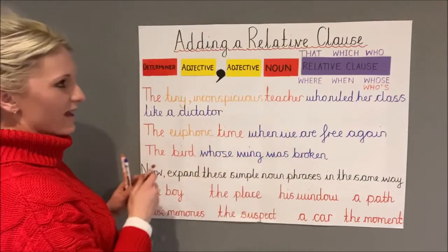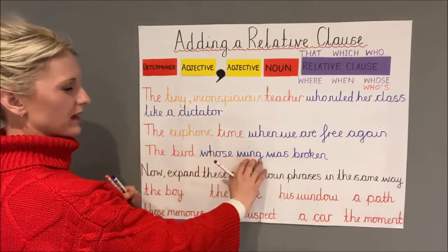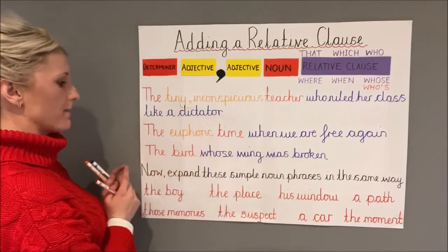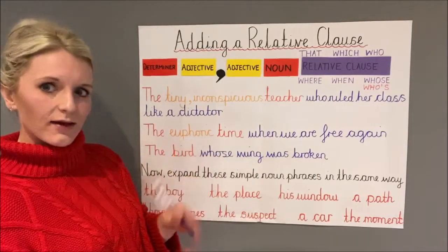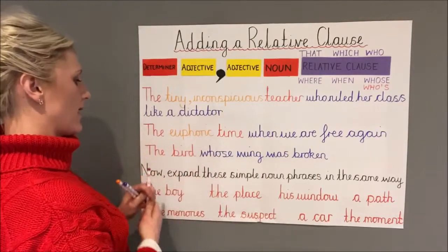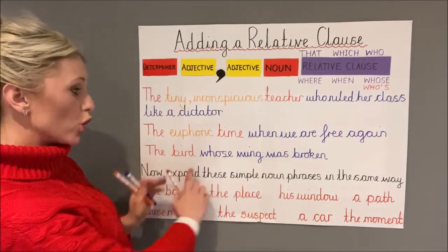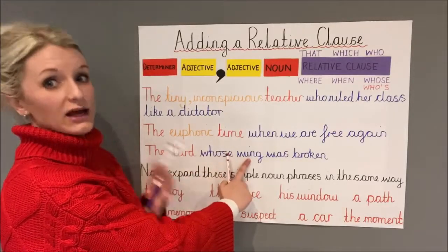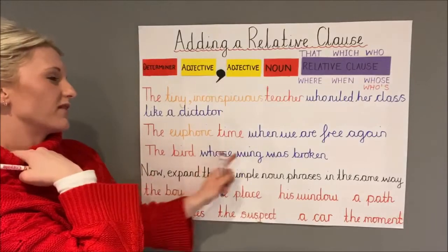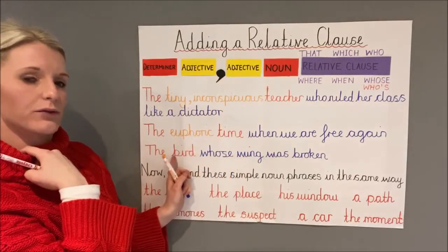So whose is a pronoun we use when we're talking about something that belongs to it. So it might be the man whose hat fell off in the wind. It might be the dog whose lead had broken. So it's something that belongs to this noun here.